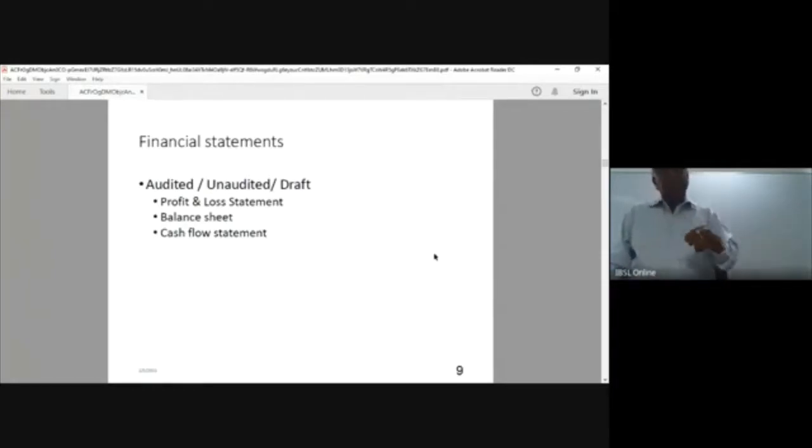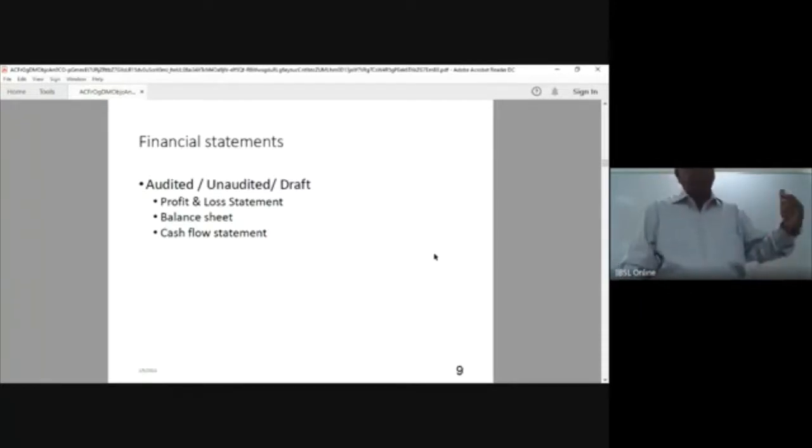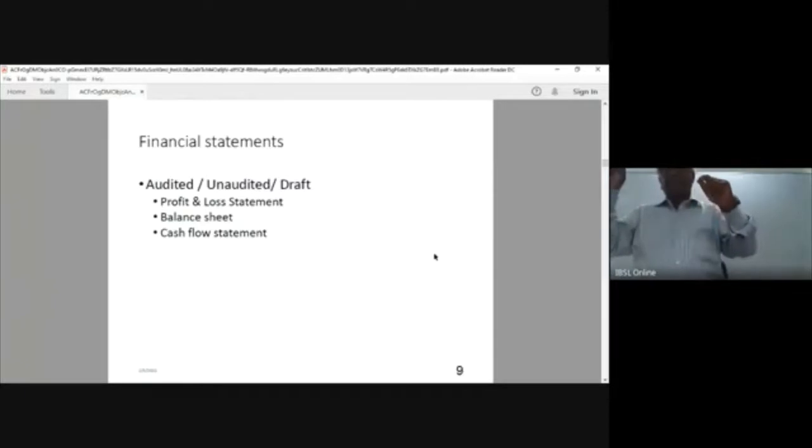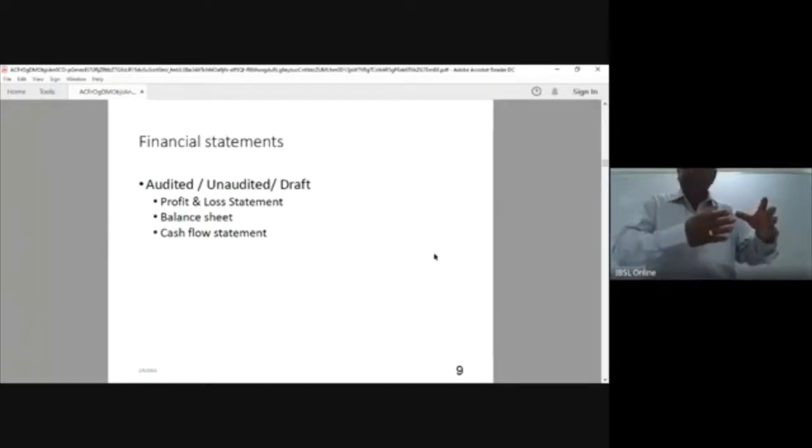Then the draft. Draft means the company accountant has prepared the accounts, the financial statement, but it is not yet audited. So: audited, unaudited, draft. Maybe the most recent one may be a draft. All other things may be either unaudited or audited. When you analyze it, you must know whether it is an audited statement, unaudited, or draft. If it is a draft, there could be more amendments. If it is unaudited, there could still be amendments. The audited one is the final one.